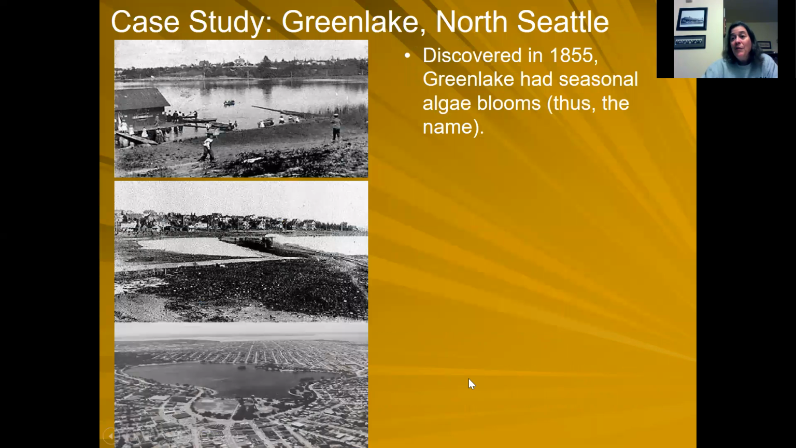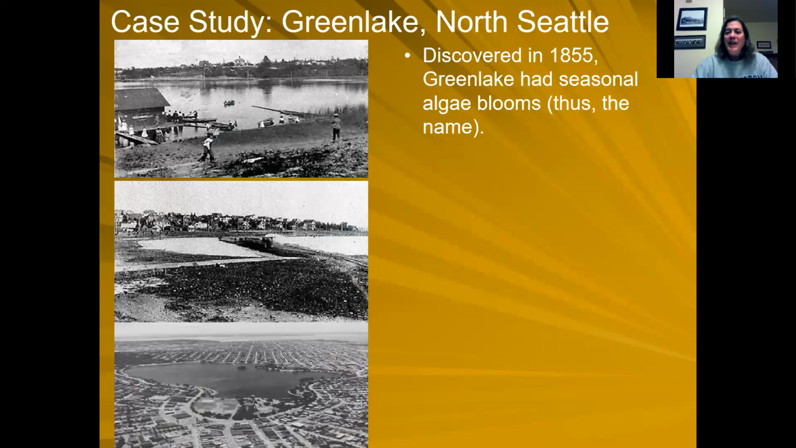So I thought maybe what would be kind of cool would be to give you our own local example of a eutrophied lake, and that is Green Lake. So it was discovered in 1855, back when Seattle was still a very young town, and it had seasonal algae blooms, and that's why they named it Green Lake. If you go to Green Lake today, it doesn't look very green, and that's actually probably a good thing.